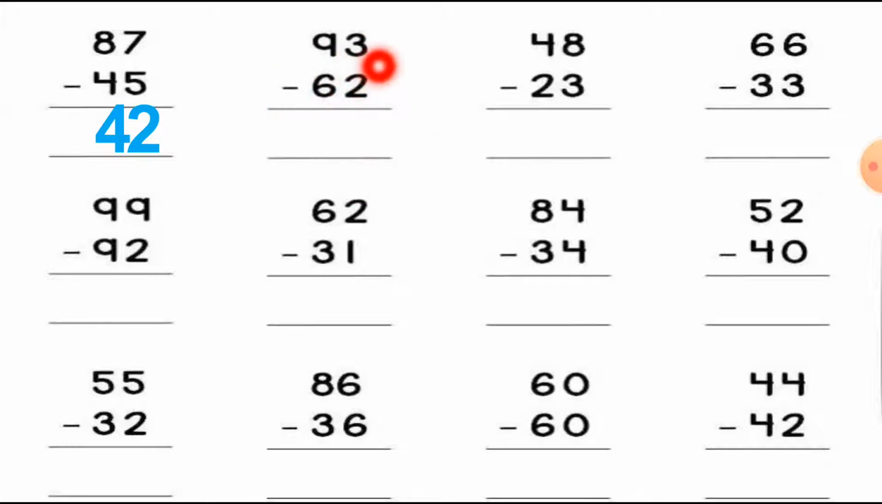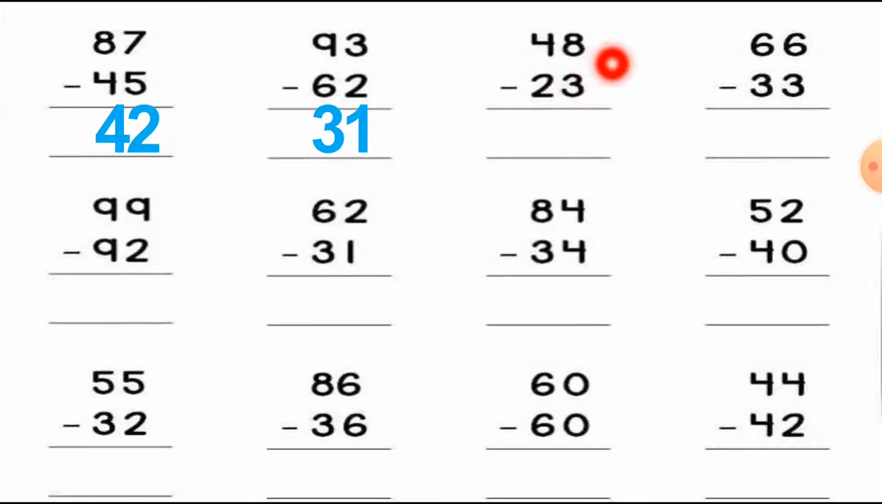Next one, 93 minus 62. So here 3 minus 2 at the ones column. 3 is a big number and 2 is a small number. So 3 minus 2 is equal to 1. Then 9 minus 6. 9 is a big number and 6 is a small number. So 9 minus 6 is equal to 3.